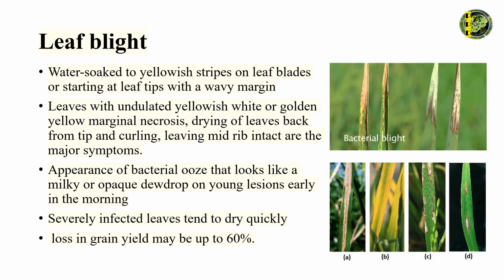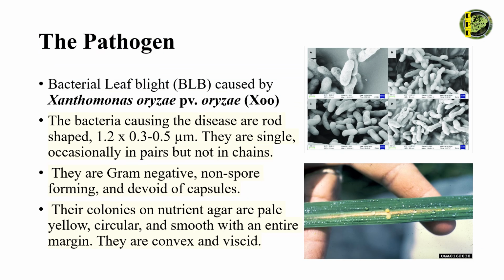in the pictures. In humid areas on the surface of young lesions, milky or yellowish, opaque and turbid dewdrop-like bacterial ooze are observed during the early morning hours. These dry up to form small yellowish spherical beads and help in dissemination of the disease. Severely infected leaves dry up quickly and infected plants yield fewer and lighter grains, resulting in crop yield losses of up to 60%.